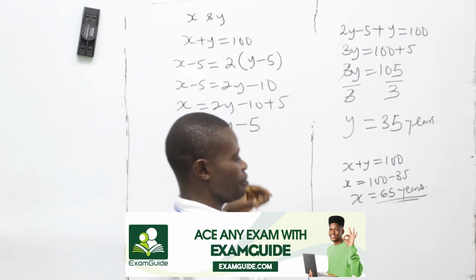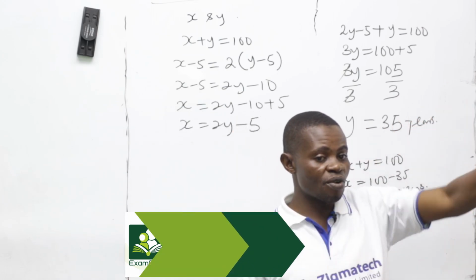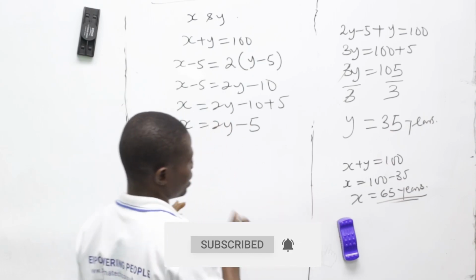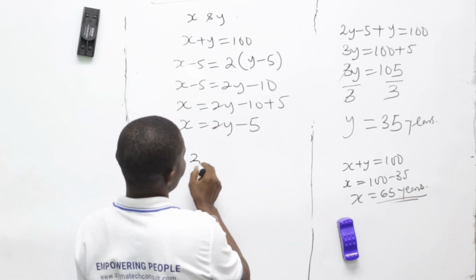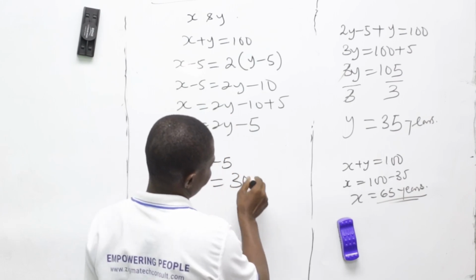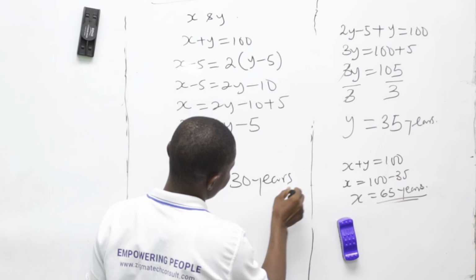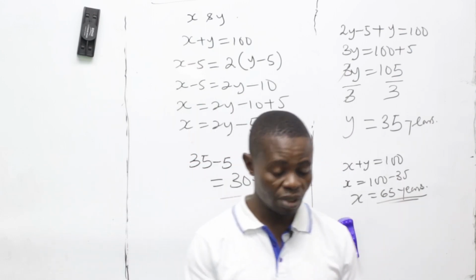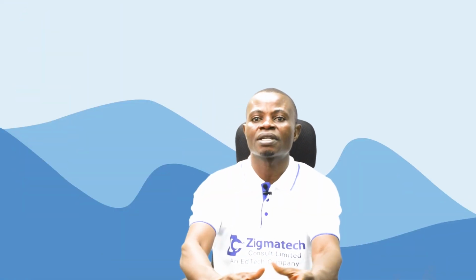Now, this was 5 years ago. Now, what should be the current age of Cisse? Cisse's current age will now be what? 35 minus 5 equals what? 30 years. Cisse's current age is 30 years.